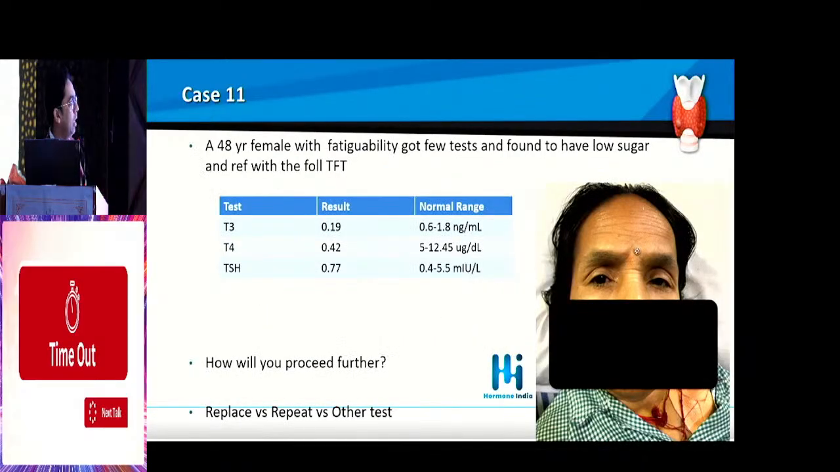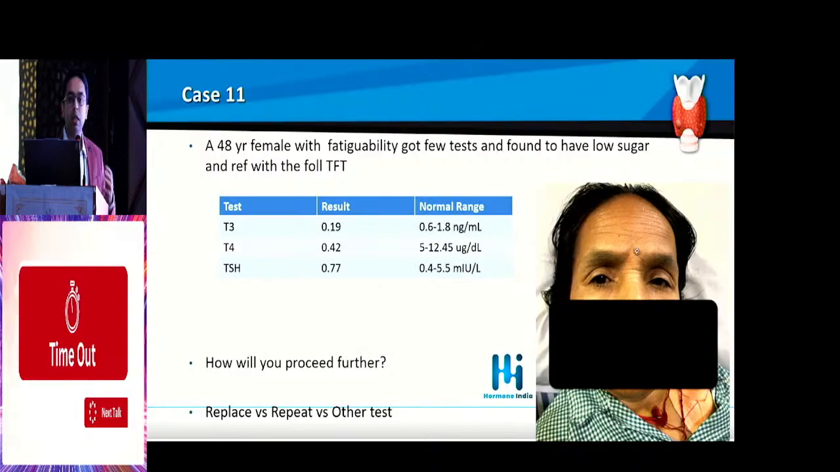48 year female, fatigability, got a few tests and low sugars. T3 is 0.19, T4 is 0.42, TSH is normal. So like we had an earlier case, here you don't require any FT4 also, right? Maybe it is thyroid binding globulin deficiency, it is possible, but you have a clinical context, right?